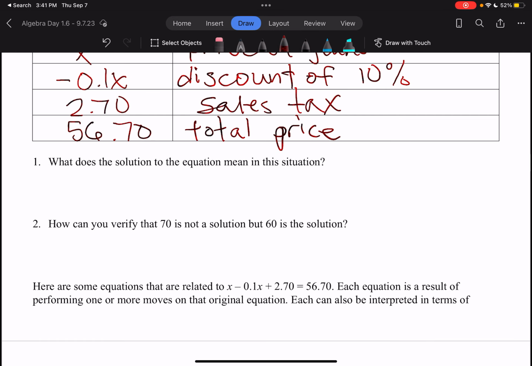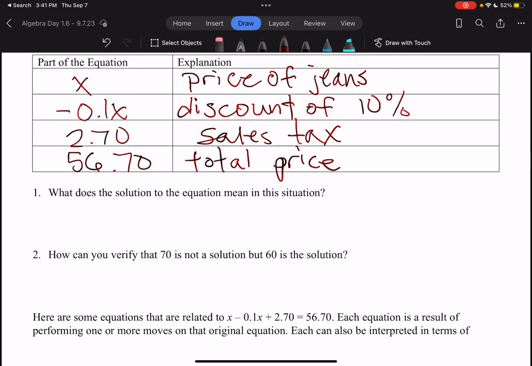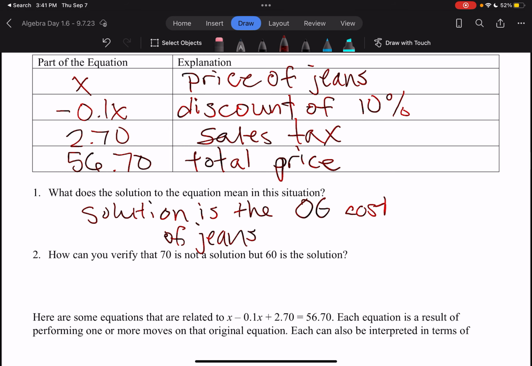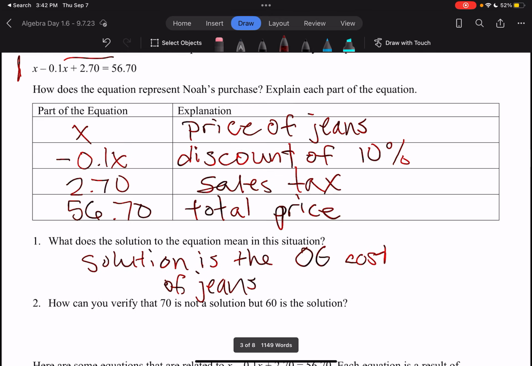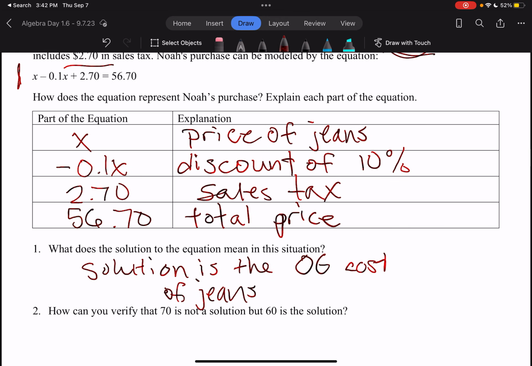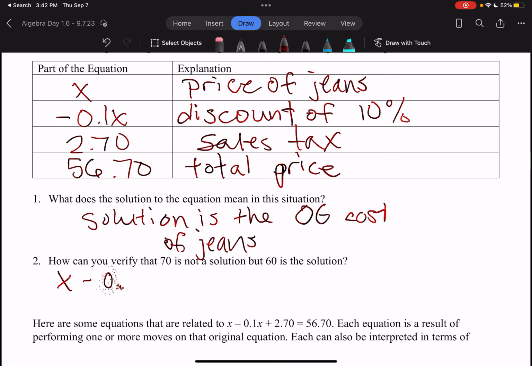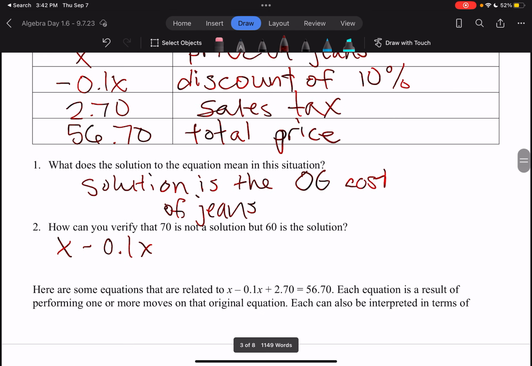Now it says, what does the solution to the equation mean in this situation? So the solution, which would be X, is the original cost of the jeans. It says, how can you verify that 70 is not a solution, but 60 is the solution? Well, if we go look at the equation, we have x minus 0.1x plus 2.70 equals 56.70. And so the way that I could figure this out is by plugging both of those values in.